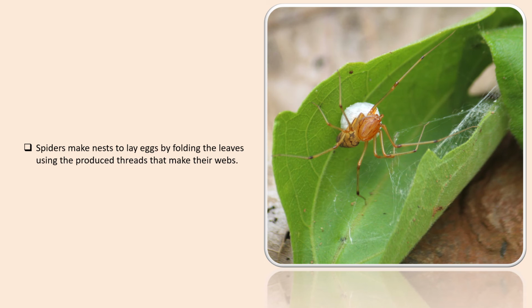Here we can see that spiders lay their eggs in the leaves, and they also make a very intricate nest by folding the leaves using the threads that they produce for making webs. And the female also remains inside the leaves and builds web around herself also, so that she can protect the egg case till hatching.